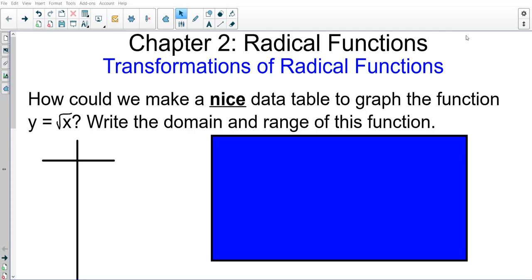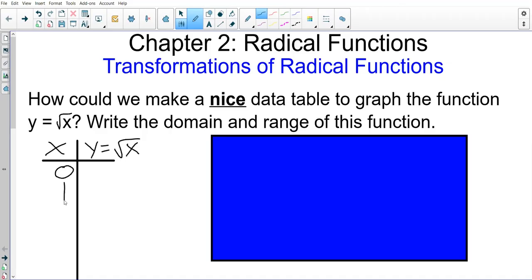Now, we know what this kind of looks like already from our work with inverses, but if I wanted to make a nice data table for my x's and y's here, I want to think a little bit about the values that I'm going to use. Since I'm taking the square root of x, I want x to be perfect square values. So I'm going to start with 0 and 1, and then I'm going to have 4, 9, and 16. I'm not going to get 16 on my graph here in a second, but I'll get those points in.